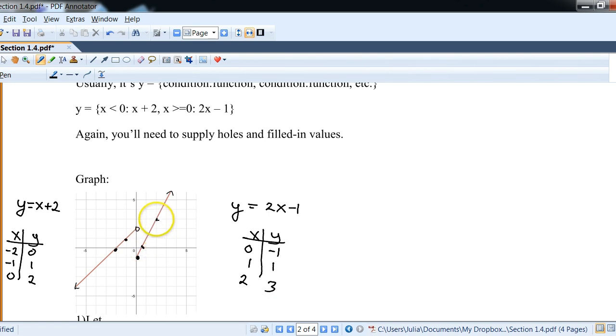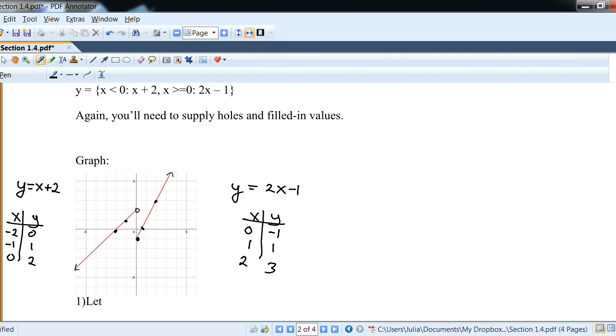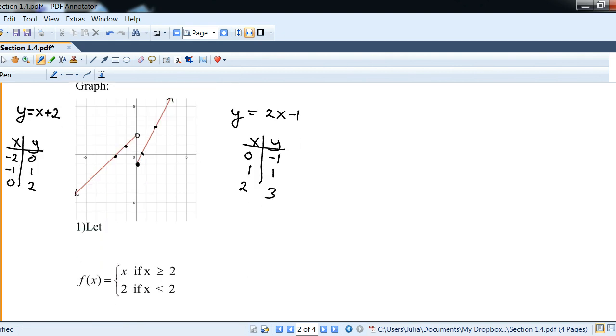So point right here, and then maybe at 2 is right here. So as you notice, the second line rises quite a bit faster. It has slope 2. So again, then you have to supply the hole and the filled in point where they do not match.